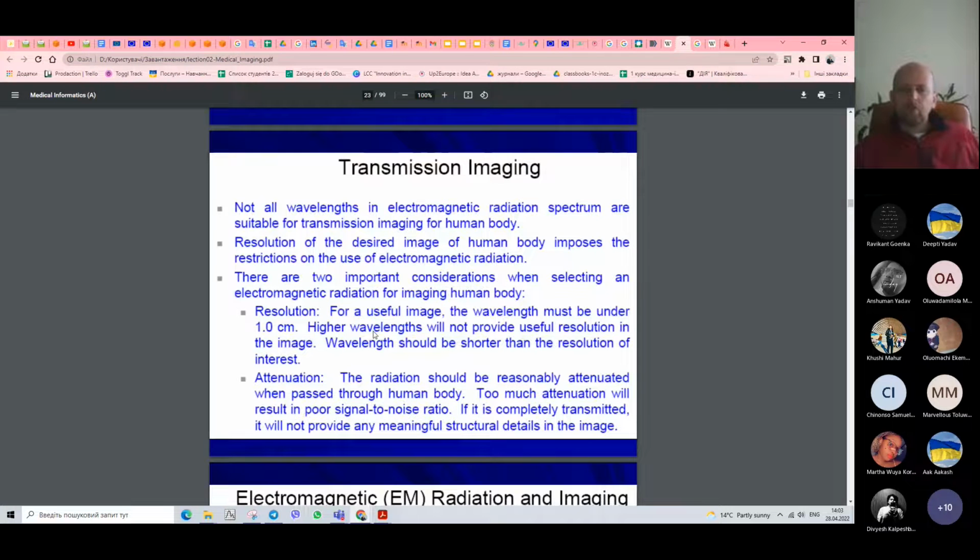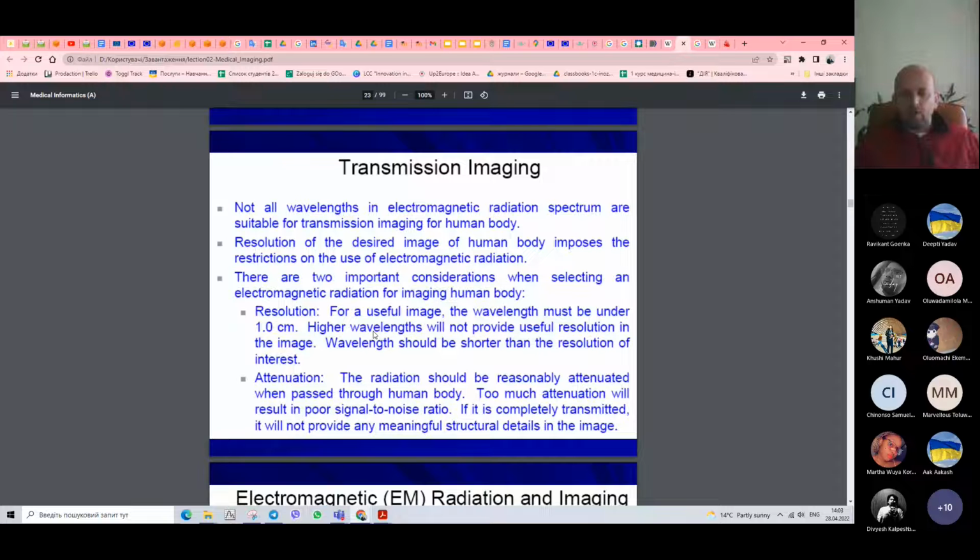Not all wavelengths in the electromagnetic radiation spectrum are suitable for transmission imaging of the human body. The resolution of the desired image of the human body imposes a restriction on the use of electromagnetic radiation. There are two important considerations when selecting an electromagnetic radiation for imaging the human body.